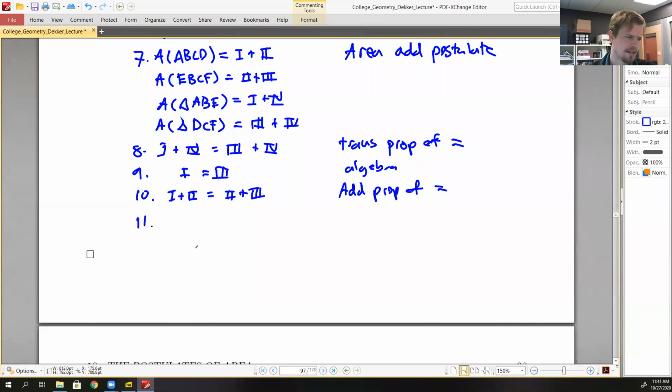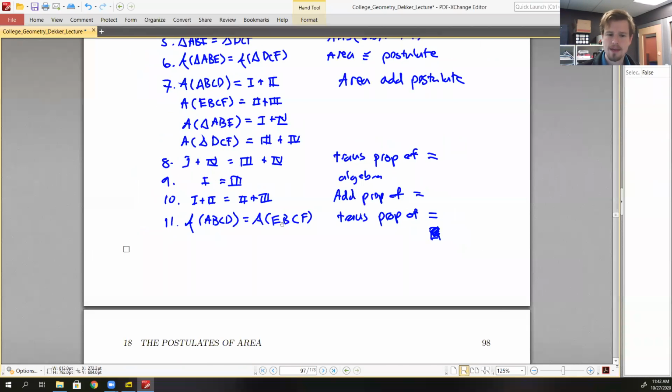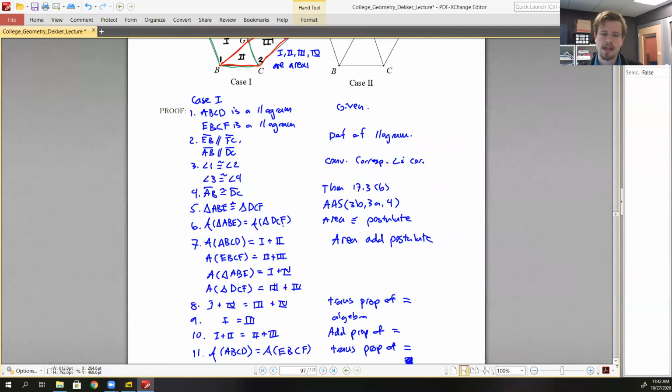And then what do these represent? Well, these represent the areas of ABCD, the parallelogram, and the area of EBCF, the other parallelogram. And that's again by the transitive property of equality. And that's it. We wanted to show that the two areas are the same, and we were able to do that. And that's it for this section.